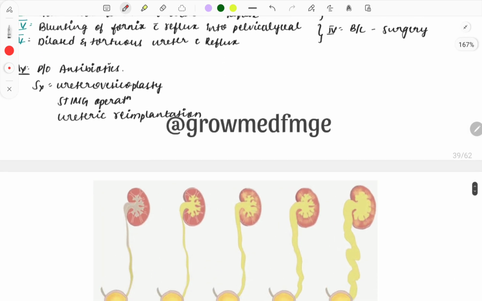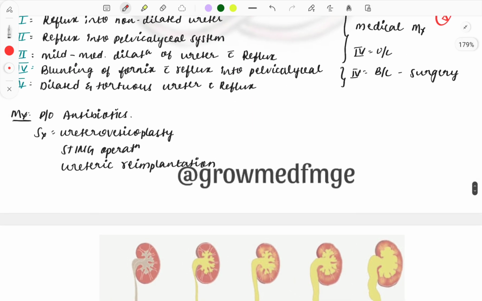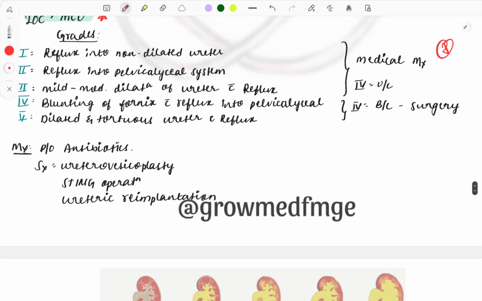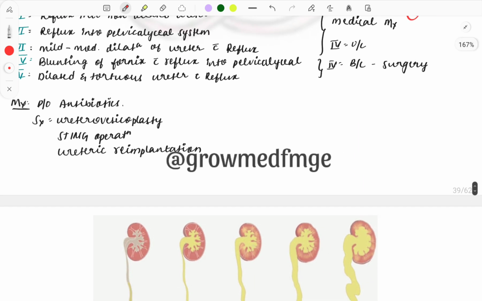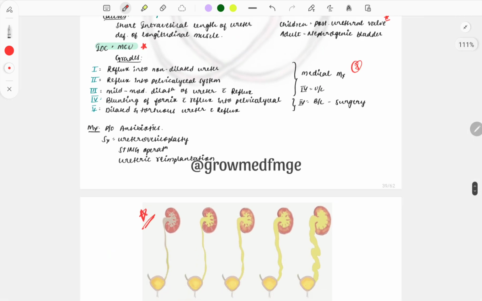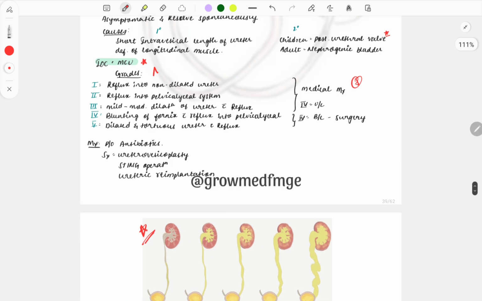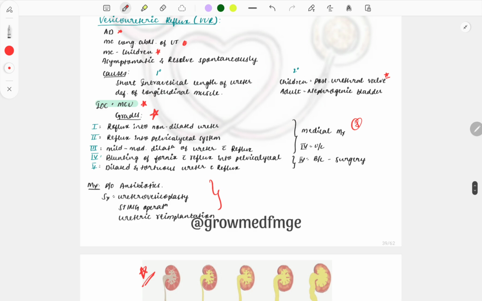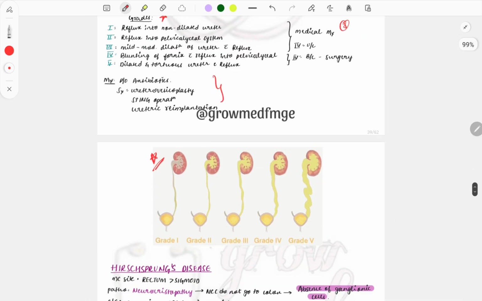And for the treatment, you will be using ureterovesicoplasty, STING operation, ureteric reimplantation. Okay, so this image is also important because an image based question can be asked. These grades are important, this treatment is not that important, so just remember the things which are star marked from this one.